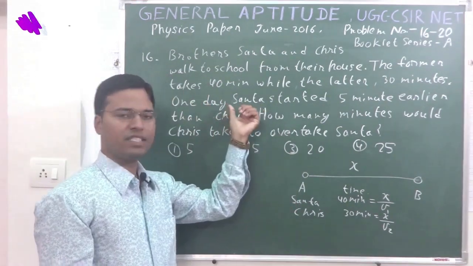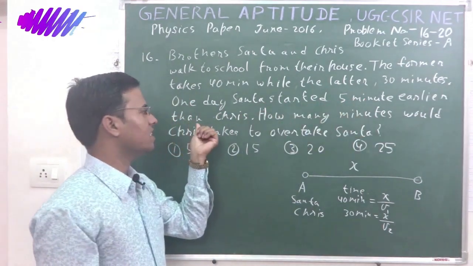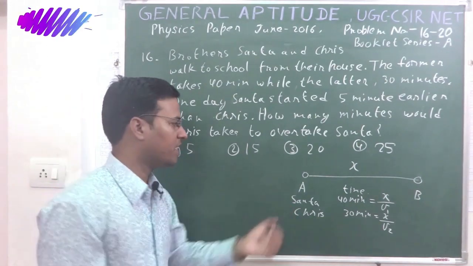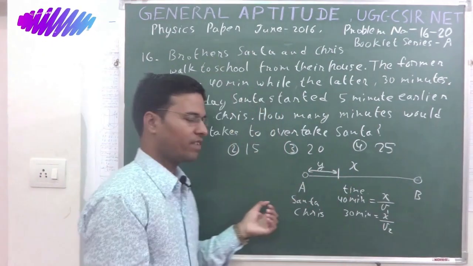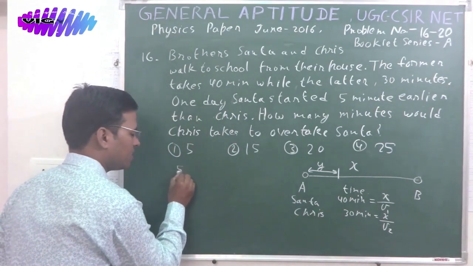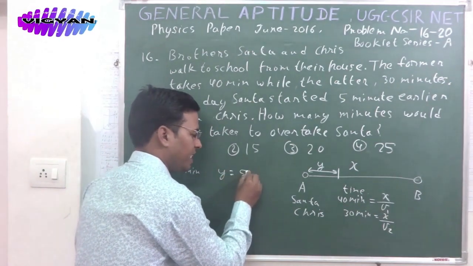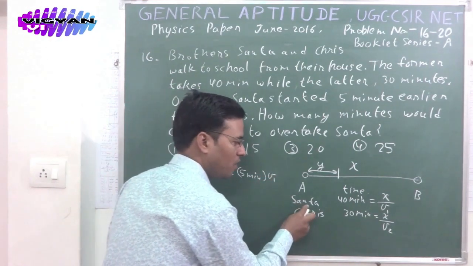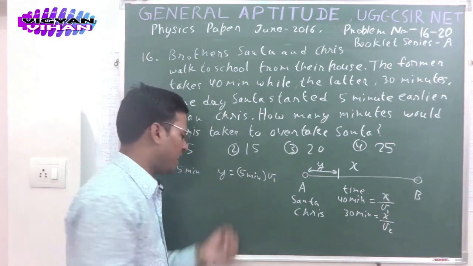Now read the question carefully. Santa started 5 minutes earlier than Chris. When Santa started 5 minutes earlier, he traveled y distance from home during those 5 minutes. During 5 minutes, he will travel distance y equal to the time, which is 5 minutes here, multiplied by speed v1 of Santa. Then we can calculate the distance y.